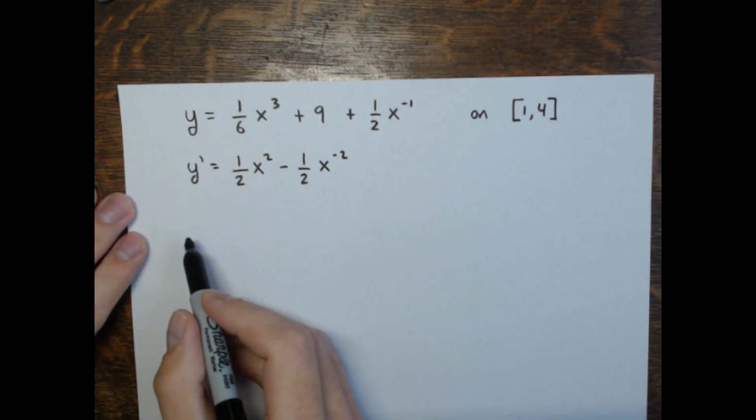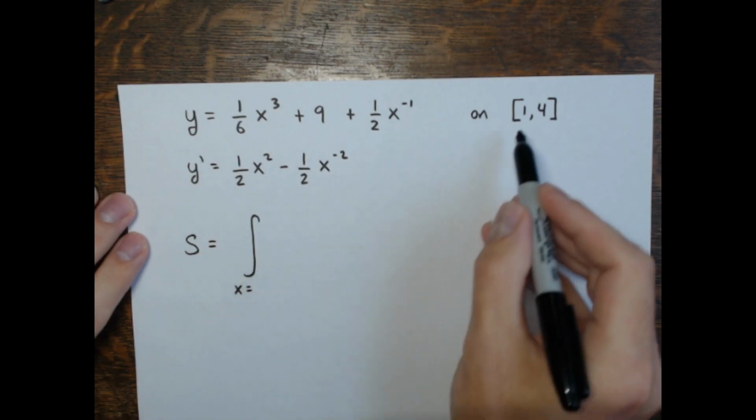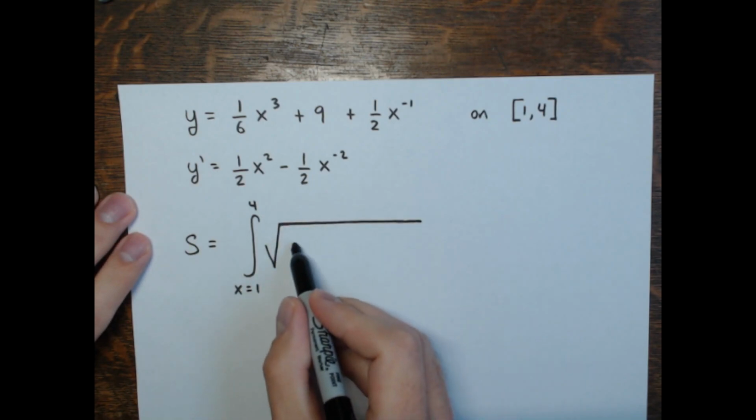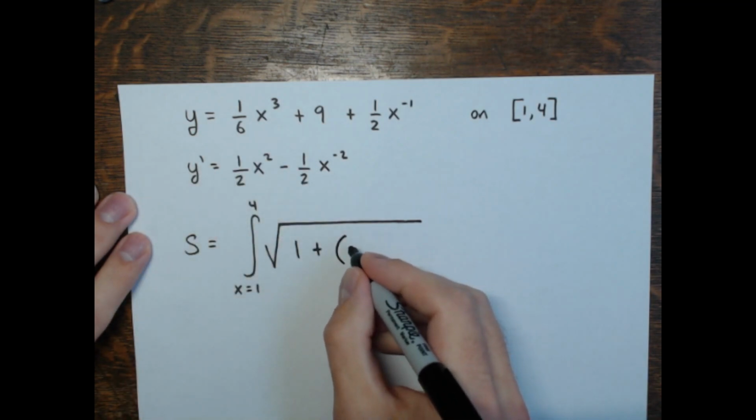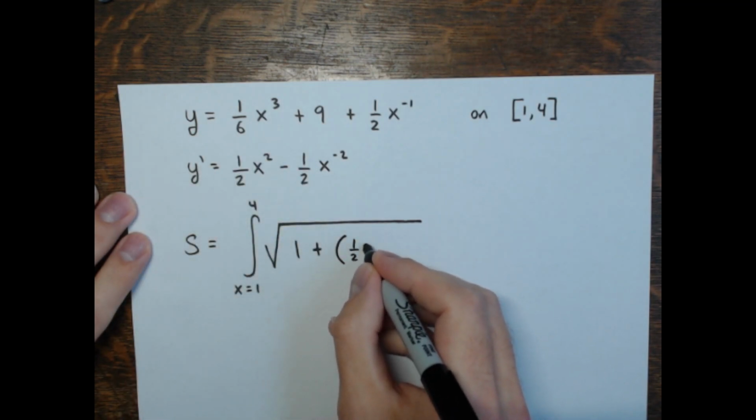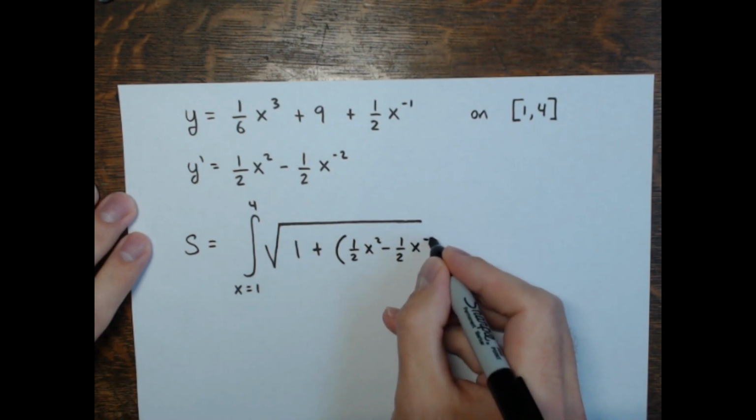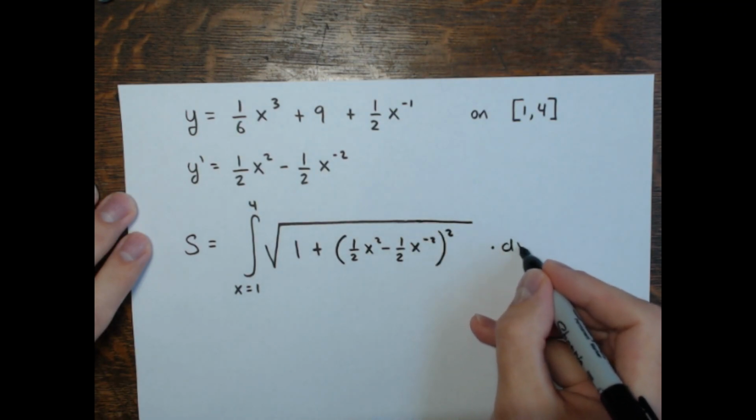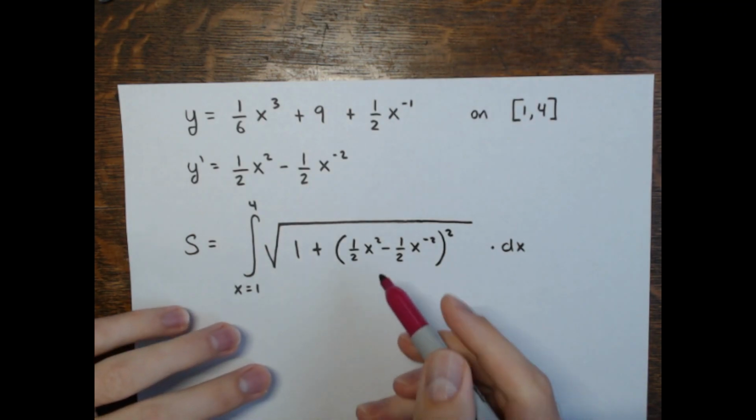Okay. So my arc length, S, is going to be the integral from x equals 1 to 4 of the square root of 1 plus, y was in terms of x, right? And y prime squared. So this half x squared minus half x to the negative 2 squared, and then times the dx out here, right? All right. This is very similar looking to a problem we saw a few examples ago.